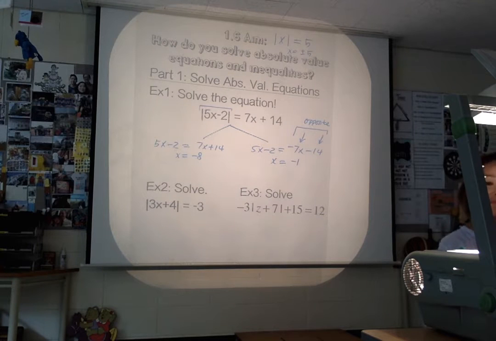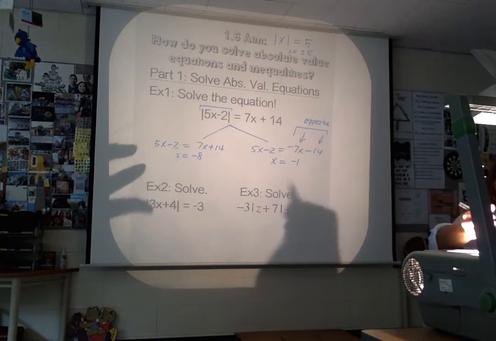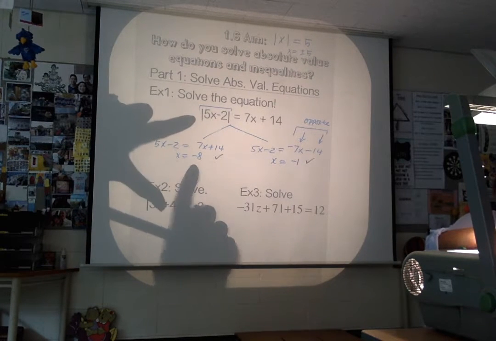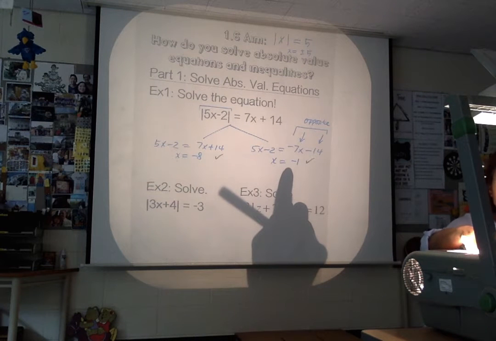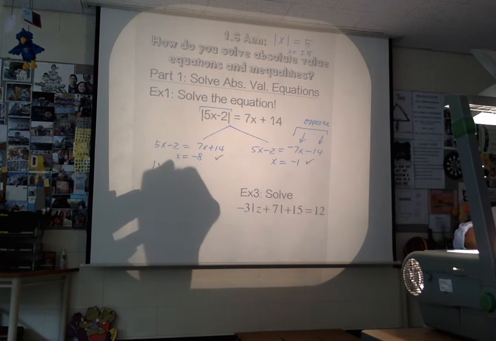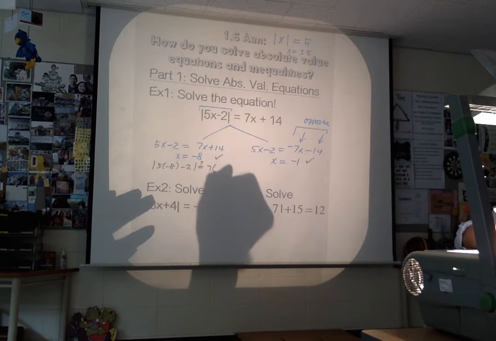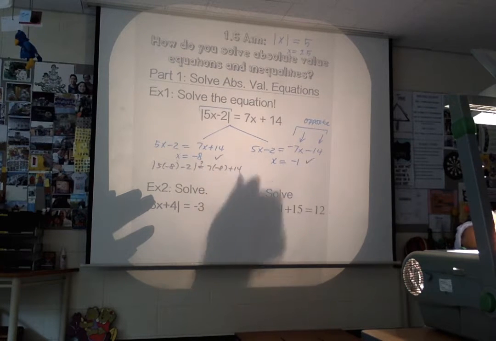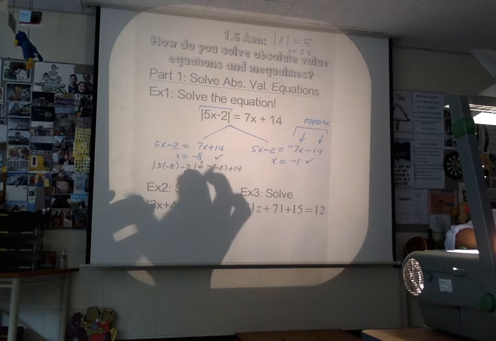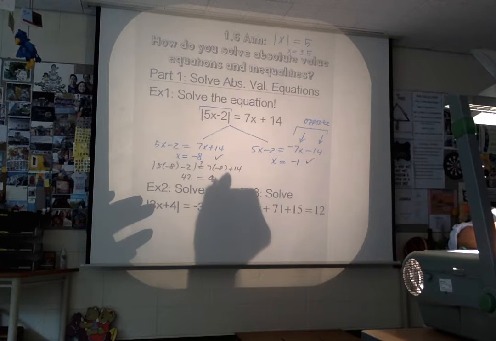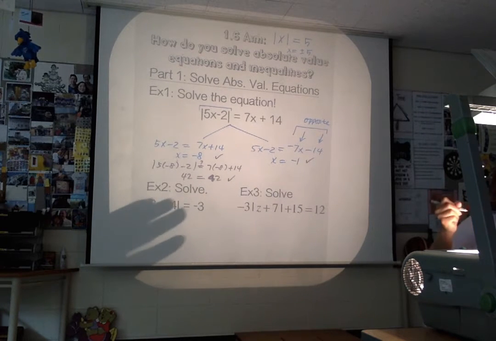So I'm going to continue from this example because I want to prove to you guys further on that there are indeed two solutions. If you plug in negative 8 into this and also negative 1 into this, they both make them true. So let's plug it in. 5 times negative 8 minus 2 equals, does it equal 7 times negative 8 plus 14? Let's check, okay? That's going to be negative 42. Does it equal negative 56 plus 14, which is negative 42? And that's true.